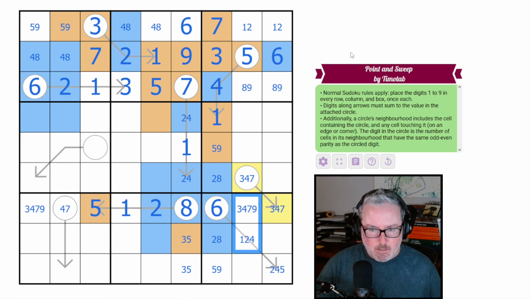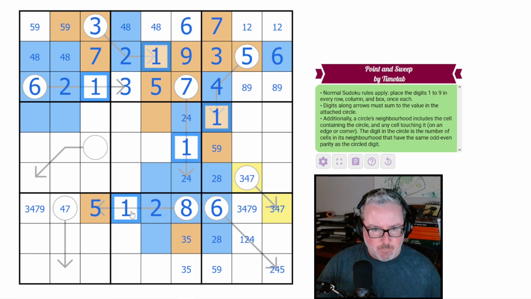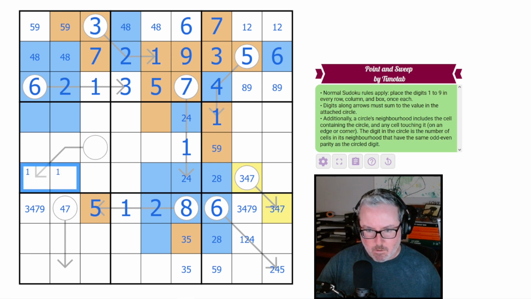Either are these guys just yet. Is there anything we can remove from these guys? Don't see anything at the moment. I'm going to do a little bit of a scan just to make sure. I wonder if there's any Sudoku that's poking its head out here yet. One of these two is a 1.